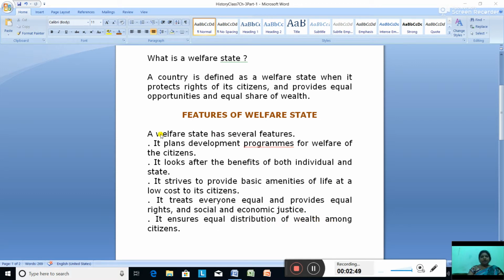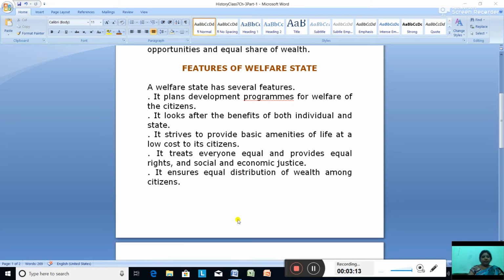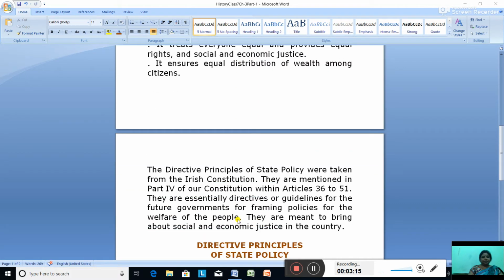So these are the features of the welfare state: development programs for the welfare of citizens, benefit to both individual and state, basic amenities at low cost, treating everyone equally, providing equal rights, equal social and economic justice, and ensuring equal distribution of wealth among the citizens.